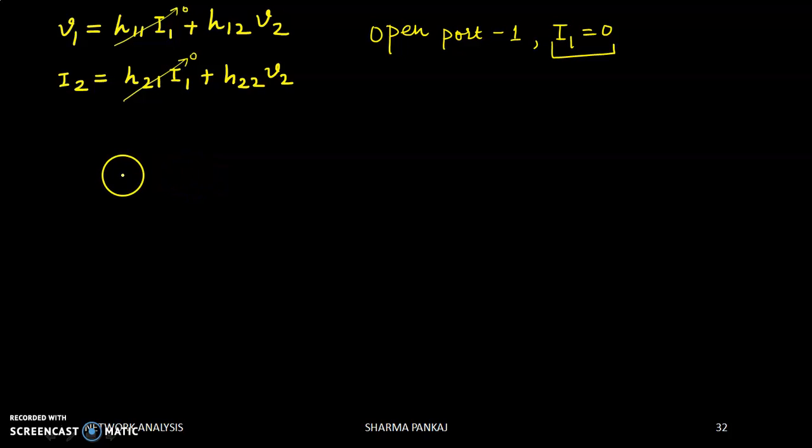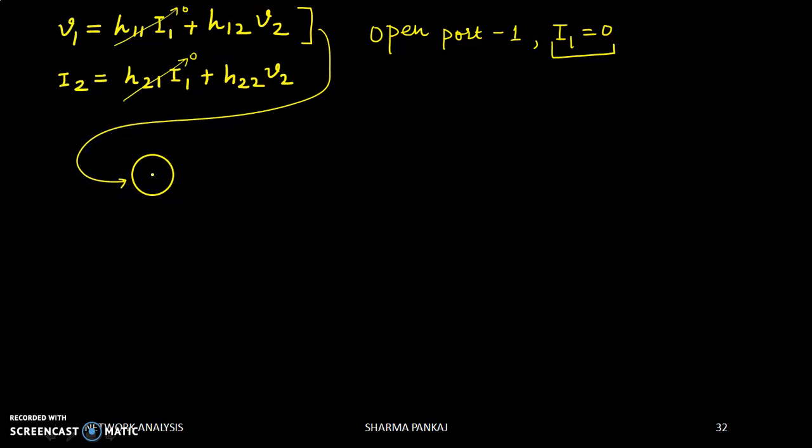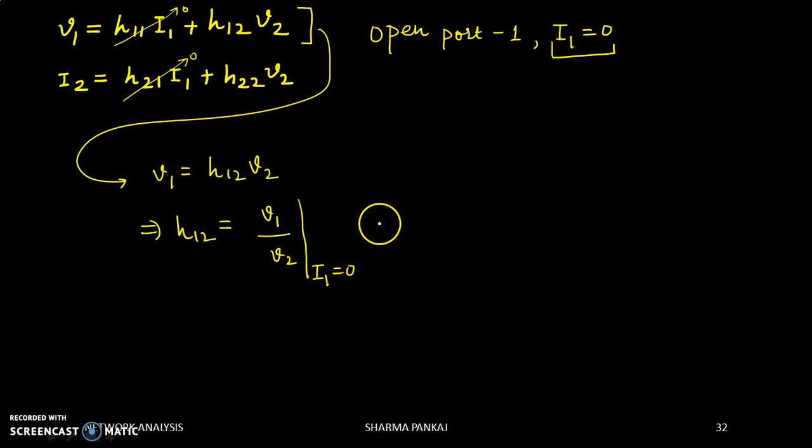From the first equation we have V1 is equal to H12 V2. That implies H12 is equal to V1 upon V2 when I1 is equal to 0. This is called open circuit reverse voltage gain. We have opened the circuit, so it is open circuit reverse voltage gain.